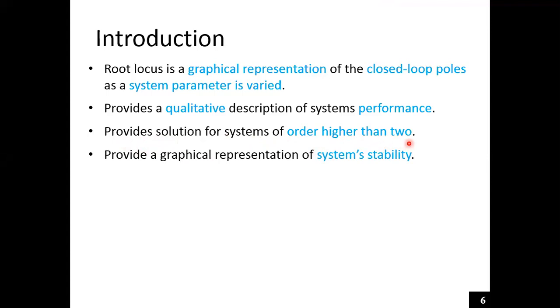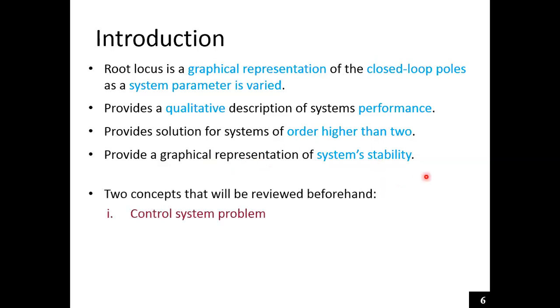The root locus not only provides us the nature of the transient response, but it also represents the system stability: for what range of K the system is stable, the instability range, and also any oscillatory region. Before discussing the root locus in detail, two concepts will be reviewed. The first is the control system problem and the second is complex number representation as vectors. The control system problem.